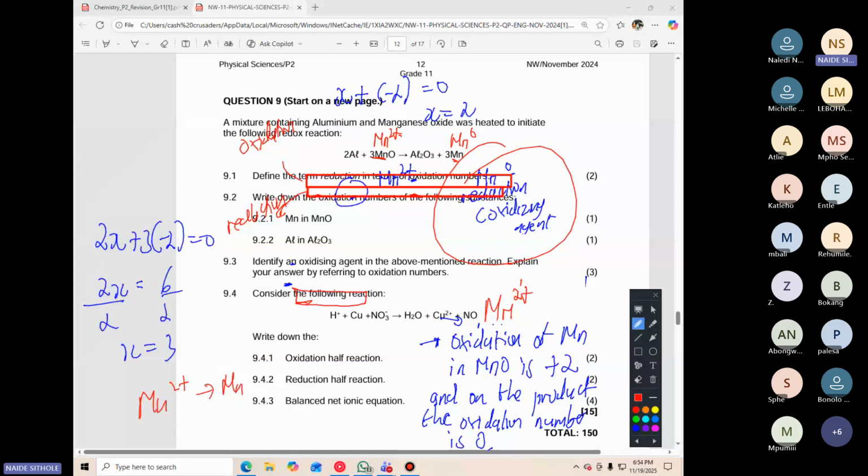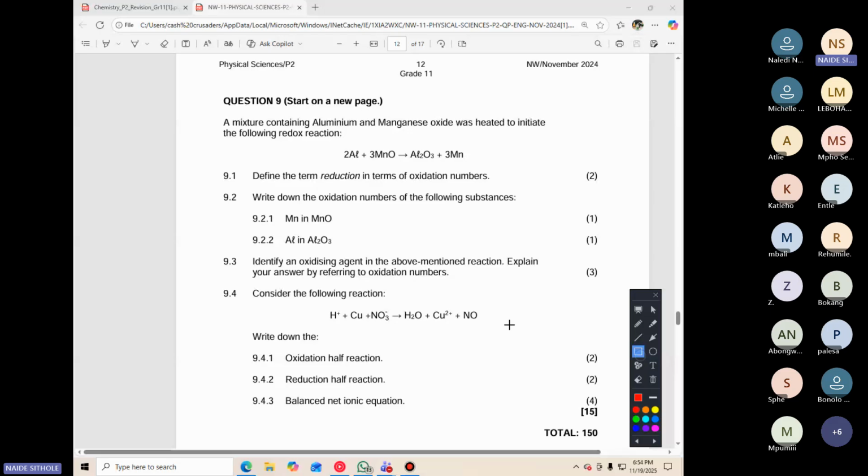So your answer is Mn2 plus. Oxidation of Mn in MnO is positive 2, and the product, the oxidation number is 0. Okay, coming to this one. Oxidation half reaction, reduction half reaction, balanced net ionic reaction. Right? So let's see, between H plus and copper there, which one? So this is what we have.